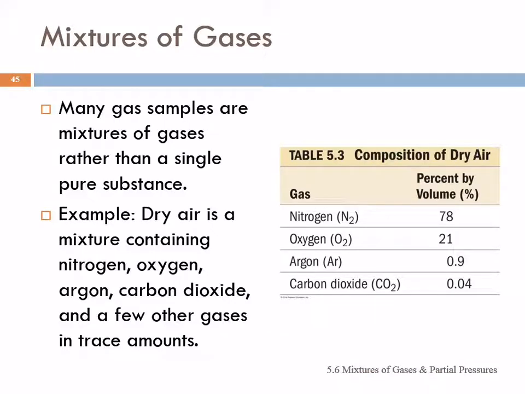Mixtures of gases. A lot of gas samples are actually mixtures rather than a pure compound or an element. Dry air: the air in the classroom is a mixture of gases: nitrogen, oxygen, argon, carbon dioxide, and a few other things. It's mostly nitrogen, 78% by volume, 21% by volume oxygen, 0.9% by volume argon, 0.04% carbon dioxide, and then much less than 0.04% of a variety of other gases.